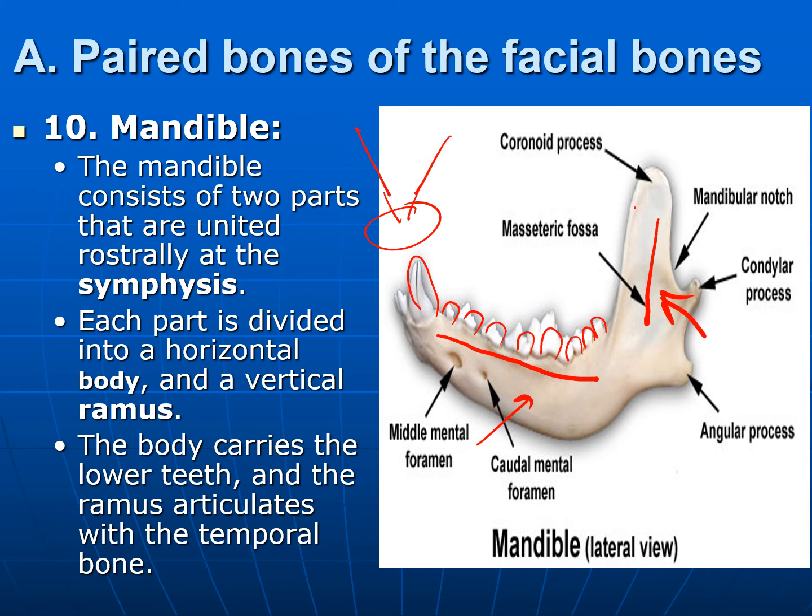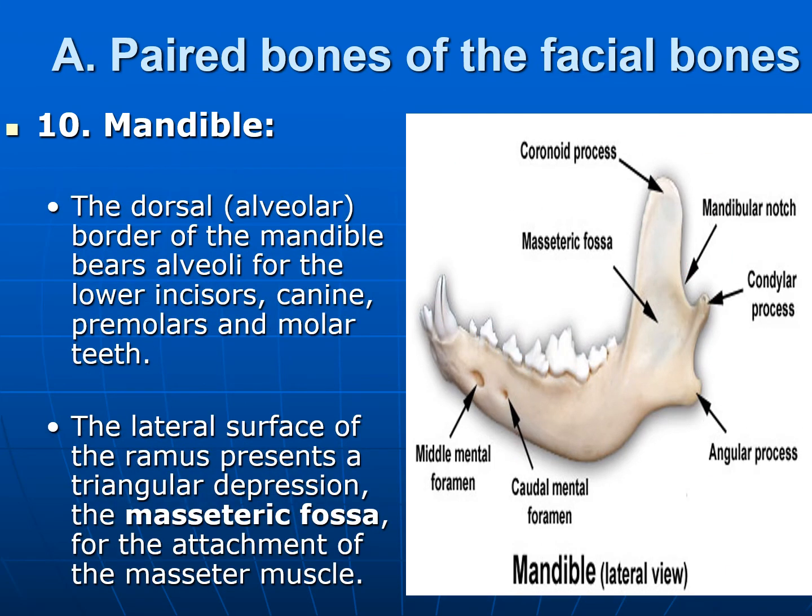In the ramus, this area here we call the coronoid process, which is the most dorsal, and this area here is the condylar process. The caudal ventral edge of the mandible we call the angular process. And this area here, the notch, we call the mandibular notch. This is very important because in this area we have the articulation with the upper part of the skull, and they form the temporomandibular joint. As I said, this is the area of the body, and this is the area of the ramus.